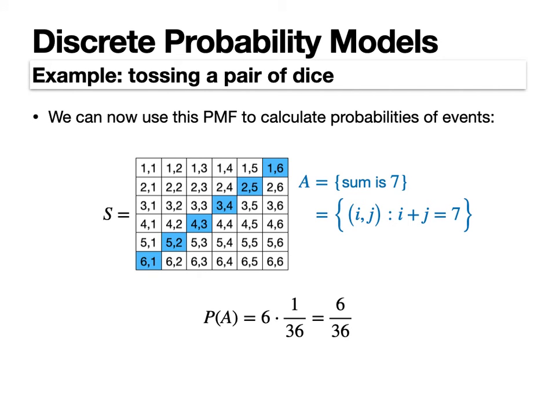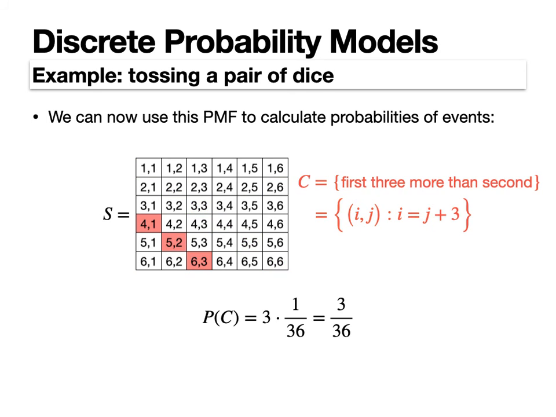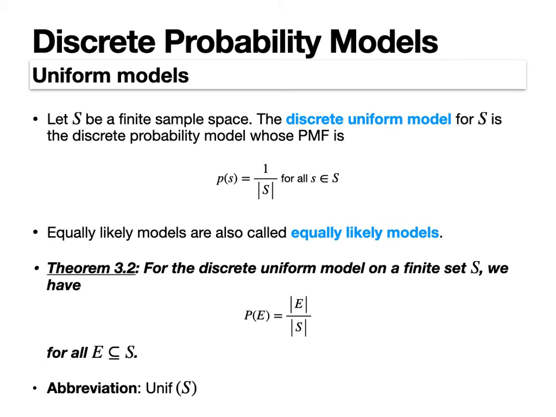And then you can use that probability mass function to compute probabilities not only of outcomes, but of events. So for instance, the probability that the sum is 7 would be the sum of the probabilities of those 6 outcomes you see there, so that'd be 6 times 1 over 36. Similarly, the probability that the dice are equal is also 6 out of 36. And the probability that the first is 3 more than the second would be 3 out of 36 because you have those 3 outcomes. So these are the kinds of models we've been dealing with up to now.